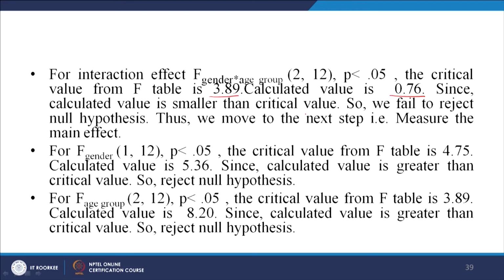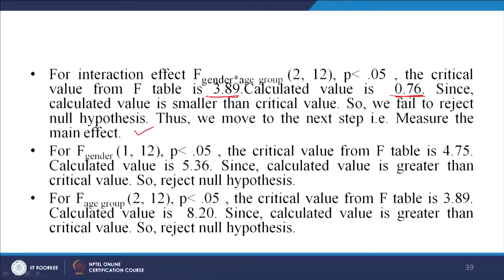So, since the calculated value is smaller than the critical value of 3.89, we fail to reject the null hypothesis. That means the interaction effect is found to be not significant. Thus, we move to the next step, that is, measure the main effects.